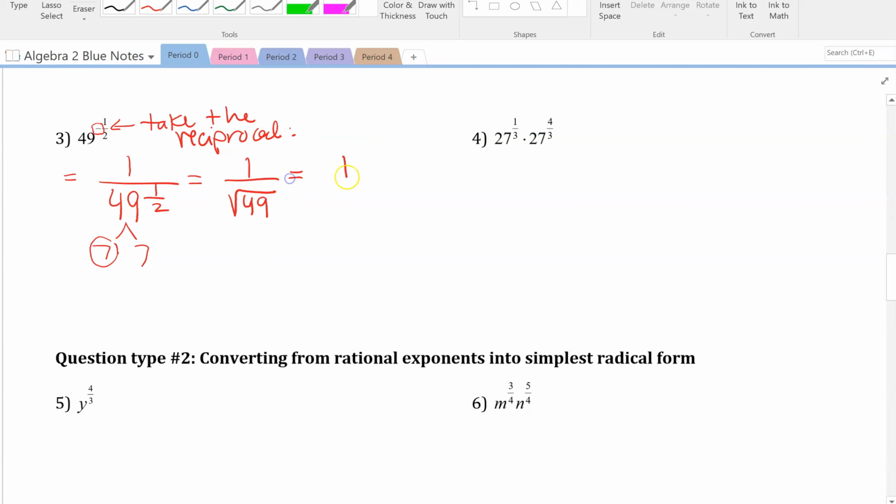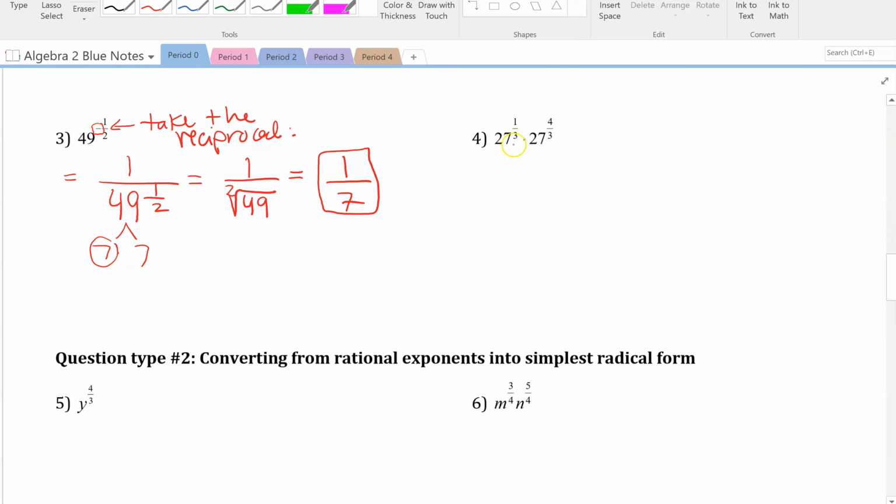I'm going to write it this way too. You can think of it two ways. Or you can say, okay, the denominator is the index. So 49 to the power of 1 over 2 is just the same thing as the square root of 49, which is 7. And it's 1 over 7 because the exponent originally was negative, which means I need to take the reciprocal, and it ends up in the denominator.